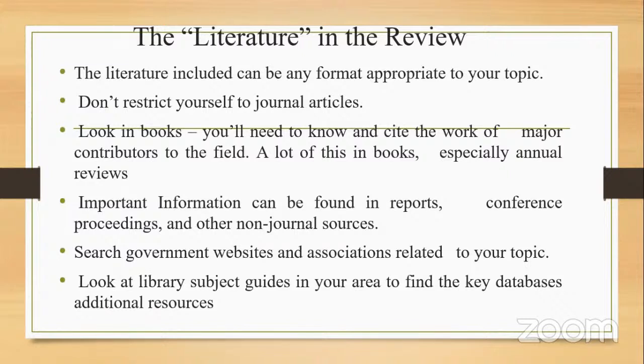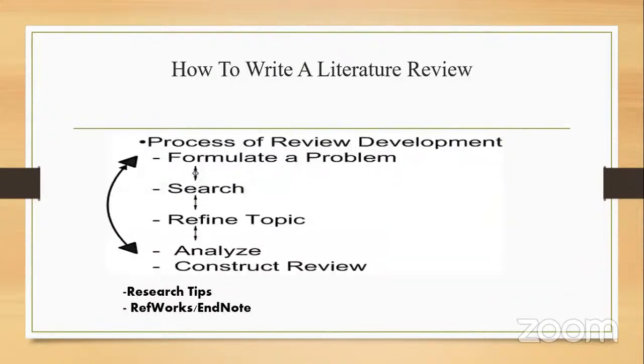So the literature included can be in any format appropriate to your topic. Don't restrict yourself to journal articles. You can look into books. You all need to know and cite the work of major contributors to the field. A lot of this is in books, especially annual reviews. And important information can be found in reports, conference proceedings, and other non-journal sources also. Search government websites and associations related to your topic, because that is going to help a lot. And look at library subject guides in your area to find the key databases, additional resources, and how to write. In a simple way, we have to write.